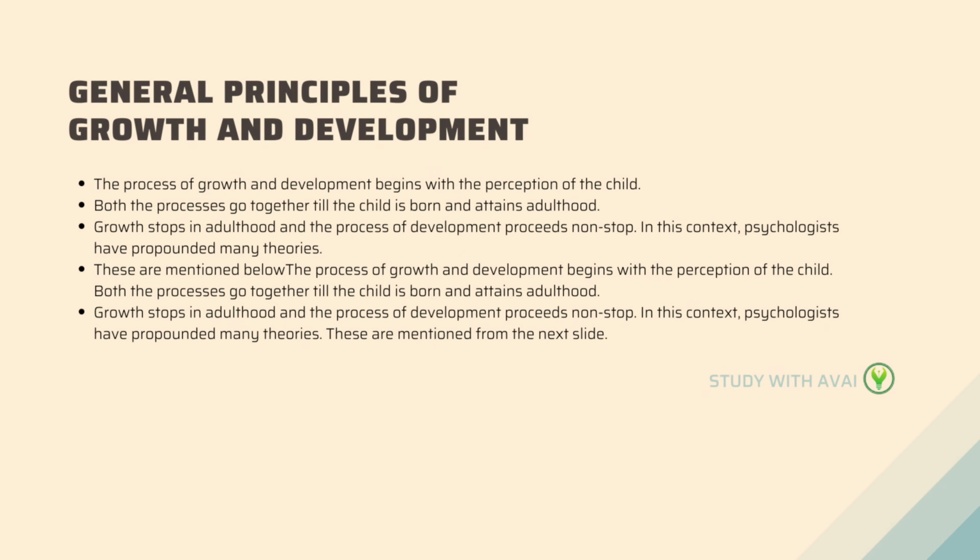Moving on with general principles of growth and development. Principles of growth and development. The process of growth and development begins with the perception of the child. Both the processes go together till the child is born and attains adulthood. Growth stops in adulthood and the process of development proceeds non-stop. In this context, psychologists have propounded many theories. These are mentioned from the next slide.